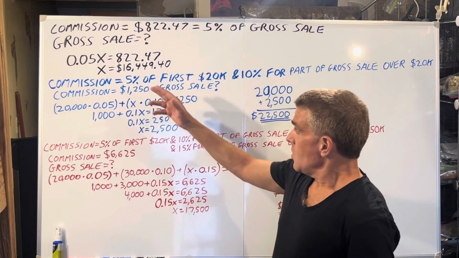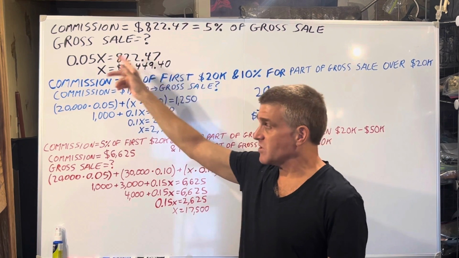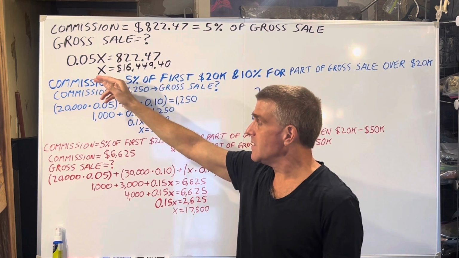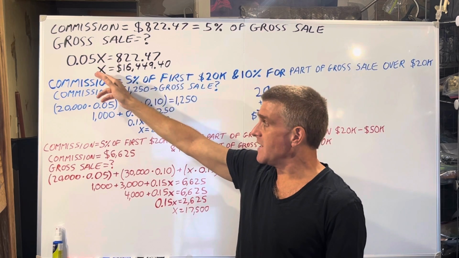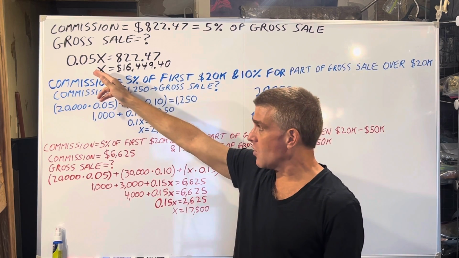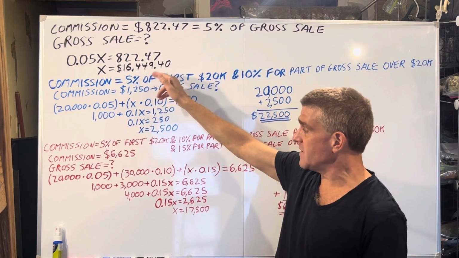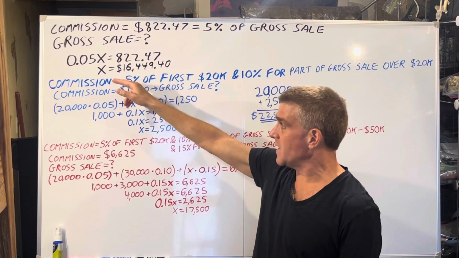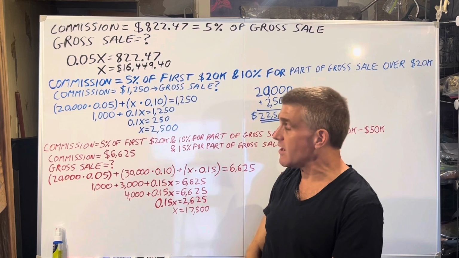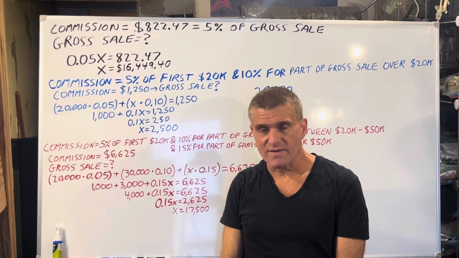Now, since we know that $822.47 is 5% of the gross sale, which is unknown, we'll label that as X. We'll put what he gets paid in commission as a coefficient in decimal form. So we have 0.05x equals 822.47. Divide each side by 0.05 and you get the answer, which is the sale was $16,449.40.